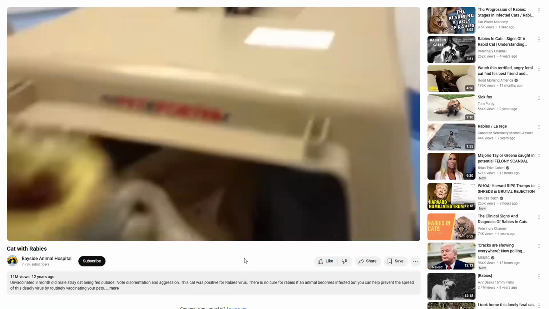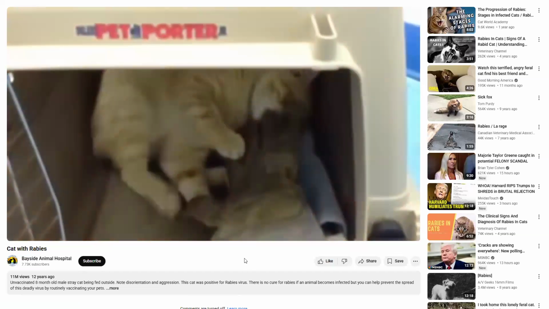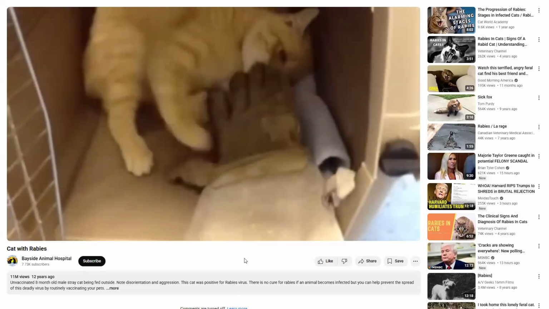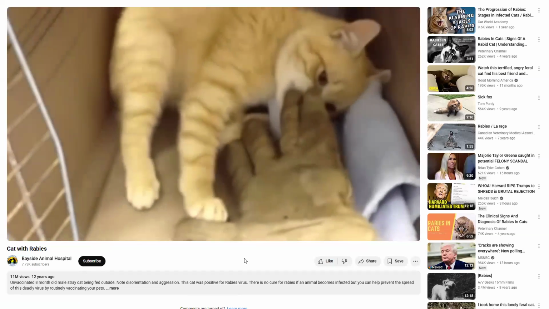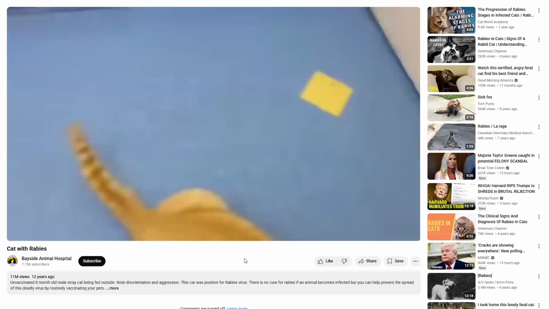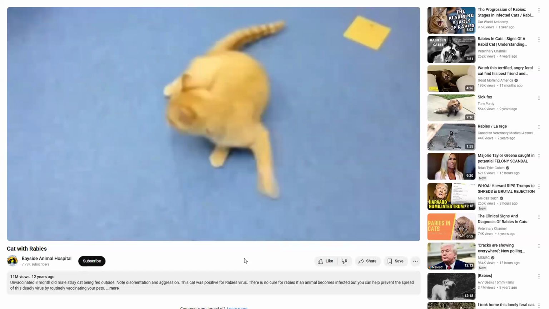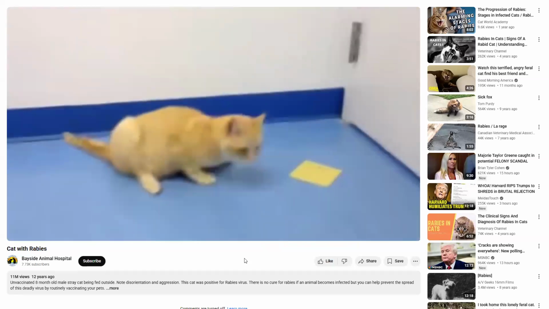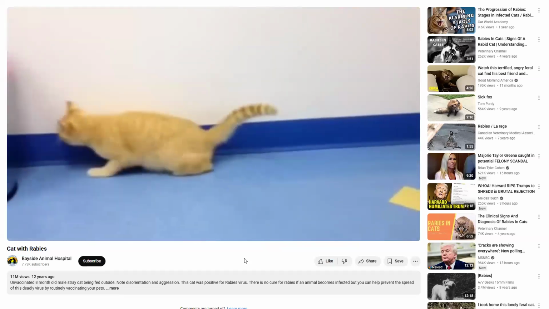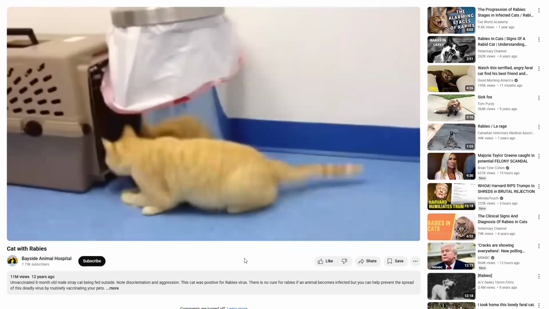This cat is fairly nice, fairly normal. So watch the cat try to ambulate. You'll see that it's kind of disoriented, unable to move properly. This is a sign of a neurological issue, and the aggression is also part of what we consider to be an issue with rabies.